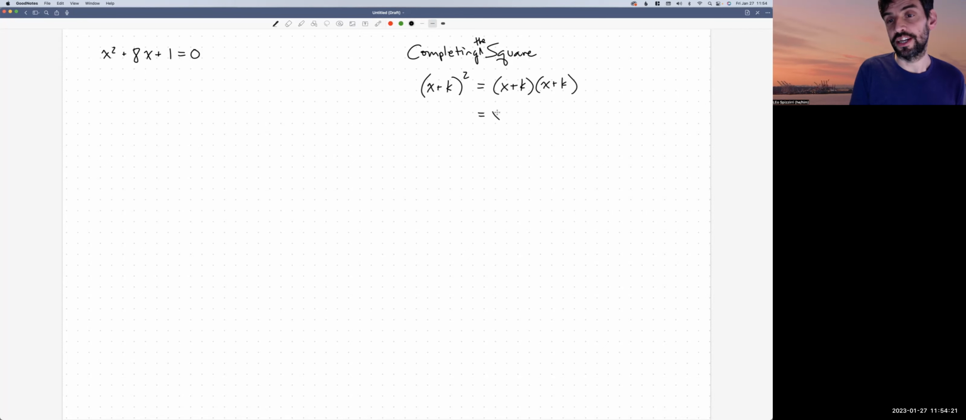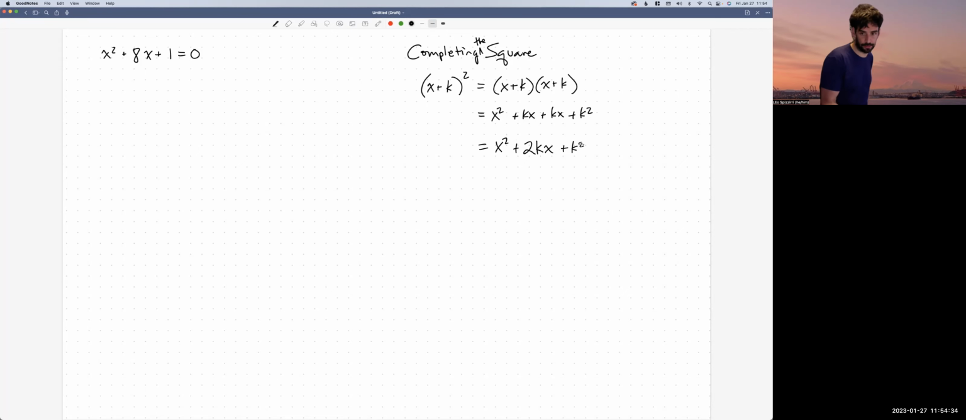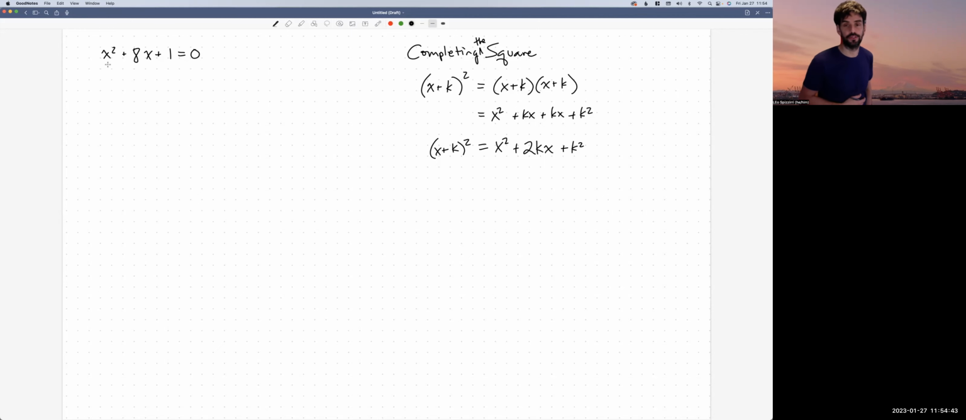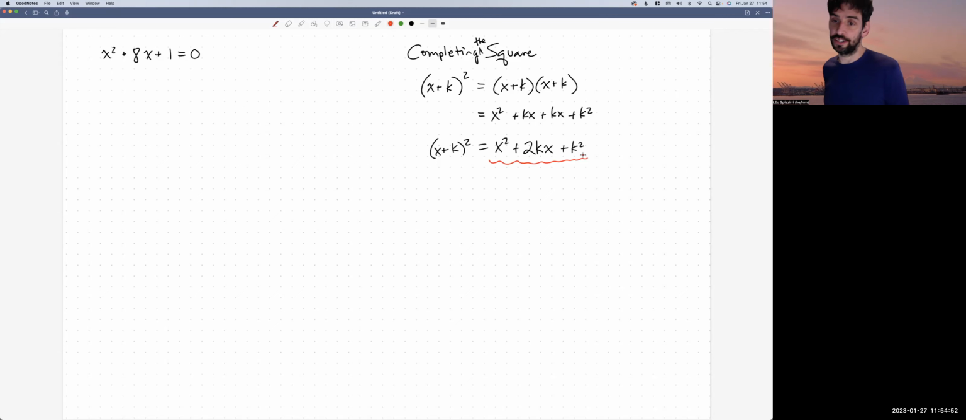We multiply x times x, we get x squared. We'll get plus kx plus kx plus k squared, which we can rewrite as x squared plus 2kx plus k squared, right? So k is some constant here, x is our variable. And we want to be able to write the thing that we have, in this case, x squared plus 8x plus 1 equals 0, in the form x plus k squared, right? Which means we should try to write it first like this, or at least that's one strategy.